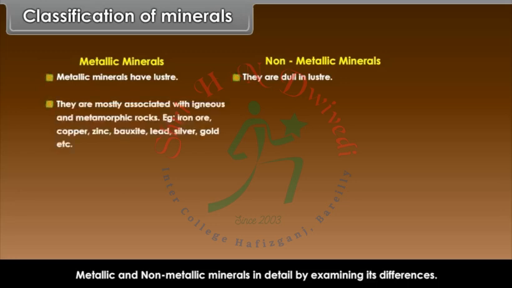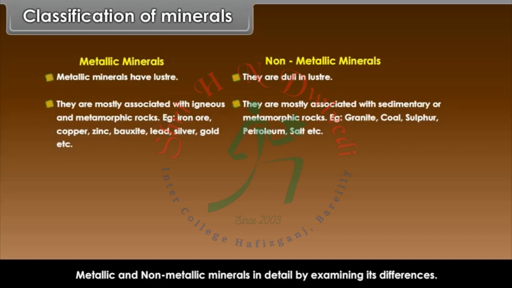Metallic minerals are mostly associated with igneous and metamorphic rocks. Example: iron ore, copper, zinc, bauxite, lead, silver, gold, etc. Non-metallic minerals are mostly associated with sedimentary or metamorphic rocks. Example: granite, coal, sulfur, petroleum, salt, etc.